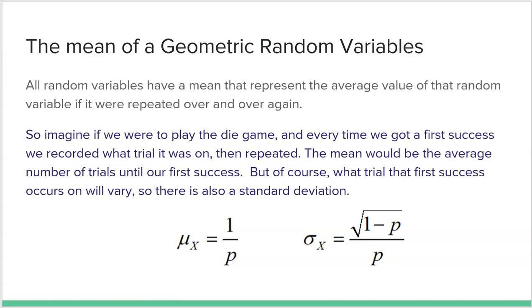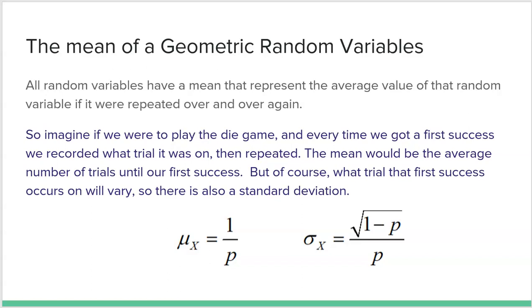It's quite easy. It's 1 divided by p. That's it. 1 divided by your probability of success will tell you the average number of trials until you get that first success, if you were to repeat it over and over and over again. But of course, what trial that first success occurs on is going to vary. Just because you expect it to happen on, say, the sixth trial doesn't mean it can't happen earlier or later. Maybe we do get that first win on the first roll of the die, or maybe, for whatever reason, randomness, we have to wait till the eighth to get that first success.